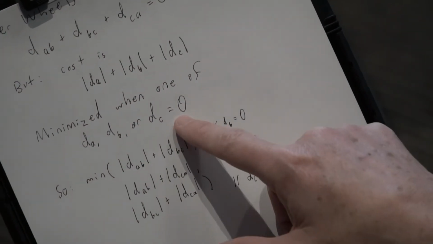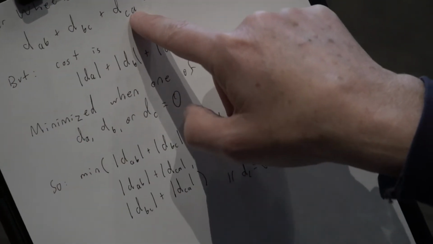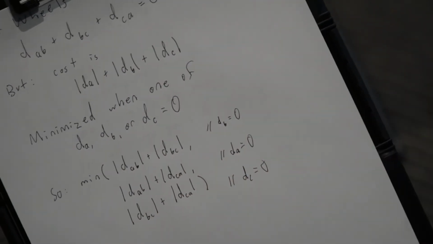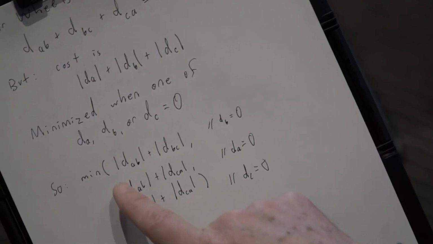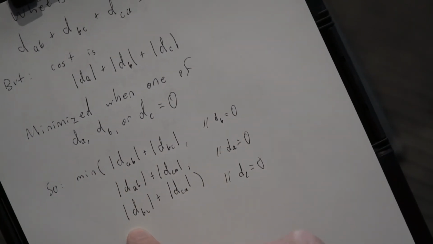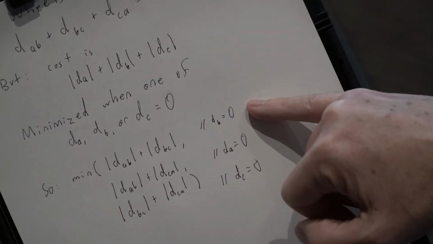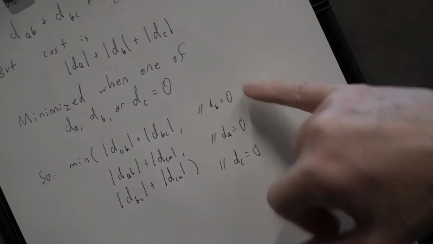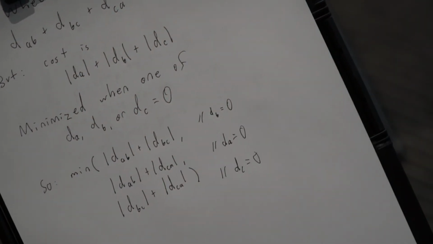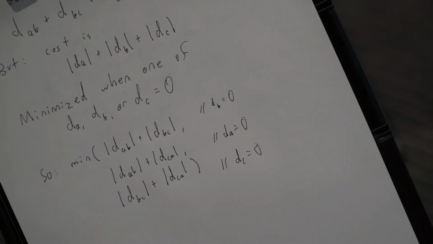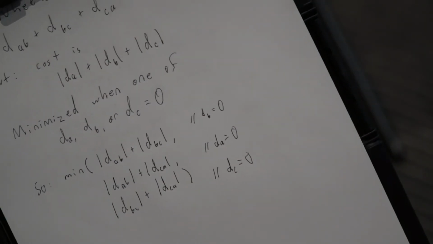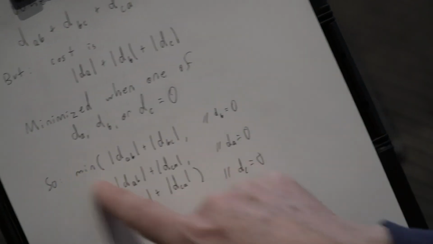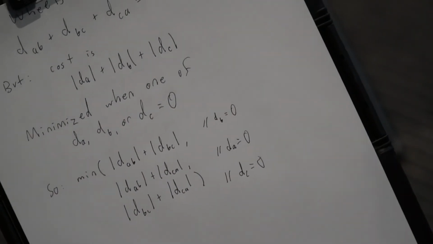Okay? If one of these is equal to 0, then we can put that back in this equation, and we know that our optimal minimal spins is going to be the minimum of one of these 3 equations. This one has the B rotation set to 0, so we just add d sub AB and d sub BC. This one has the A rotation set to 0, etc., etc., etc. So this is how we go from d sub AB and d sub BC to our actual cost function. Okay, so that was easy.